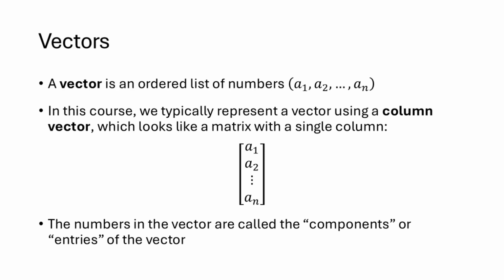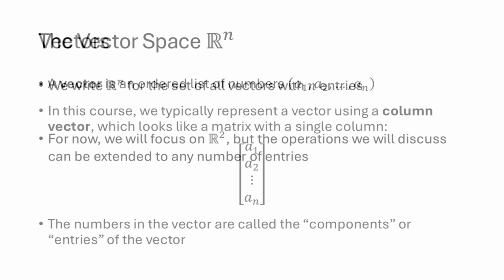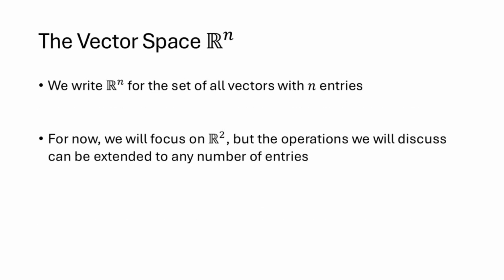But in this course, we typically represent a vector using a column vector, which looks like a matrix with a single column. The numbers in the vector are called the components, or the entries of the vector. We'll use the notation Rn, so the R that represents the set of real numbers, and then the exponent n, to represent the set of all vectors with n entries. For now, we'll focus on R2, those are vectors with 2 entries, but the operations that we're going to discuss can be extended to vectors with any number of entries.